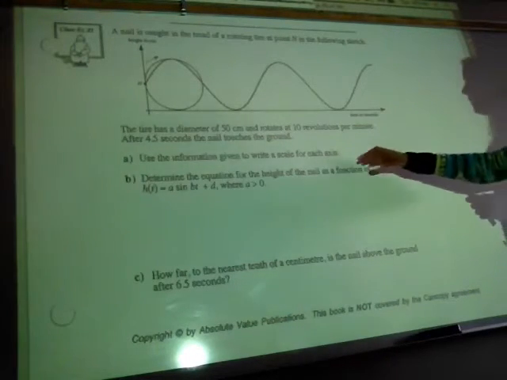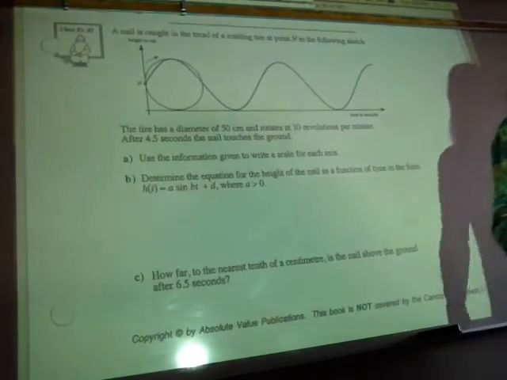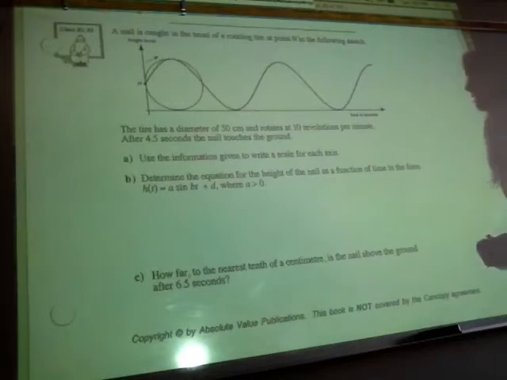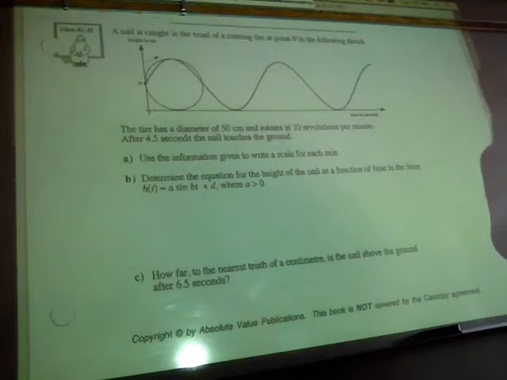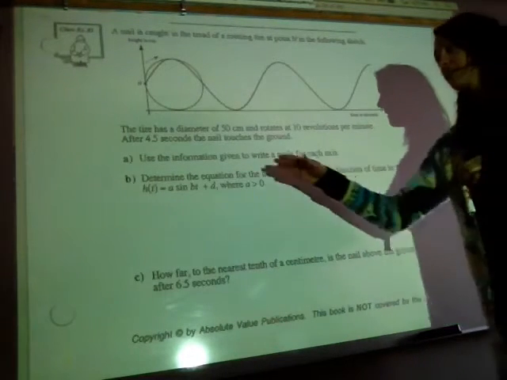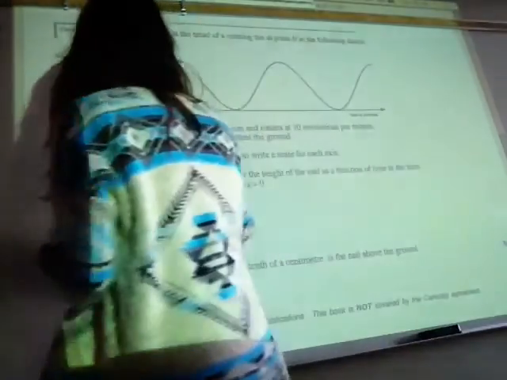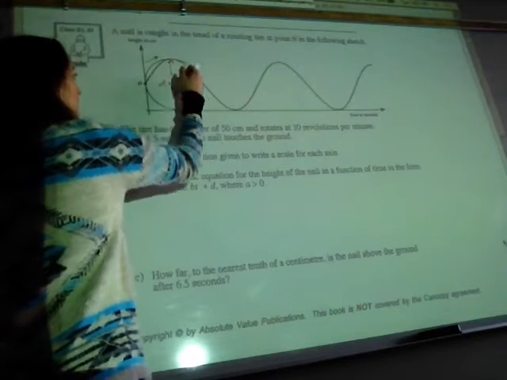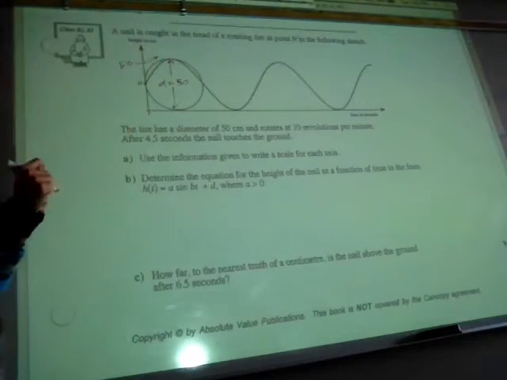Alright, so let's look at the situation. If we just read a little bit further, they're telling us it's a sinusoidal or a sine graph. Sine and cosine functions can be sinusoidal, but specifically this is a graph of sine. Let's just read through the information and see if we can put together what our max and our min is. So it tells us that the tire has a diameter of 50 centimeters. So if we look at the tire, our diameter is equal to 50, so that's from here to here. So the maximum will be 50.